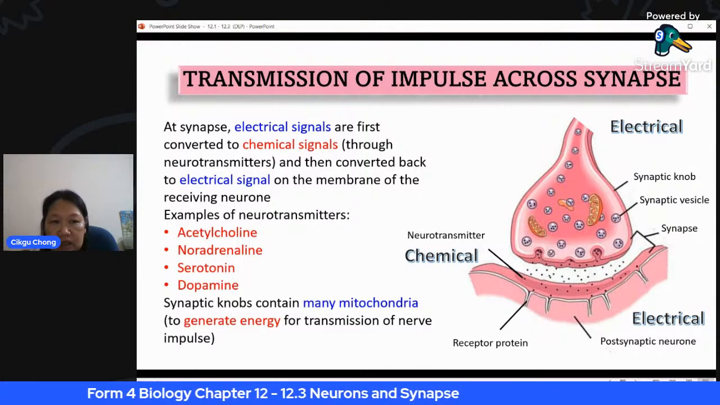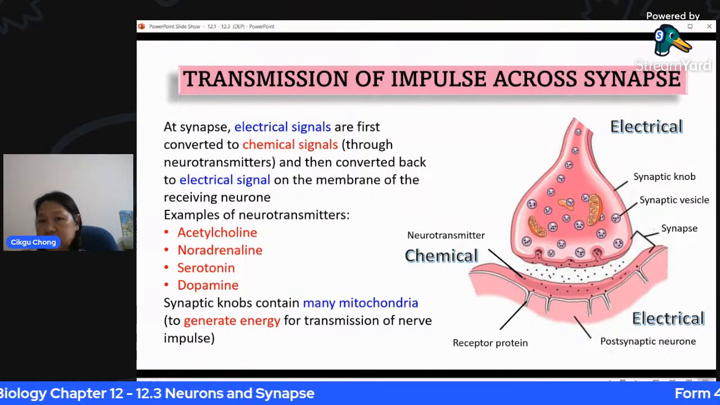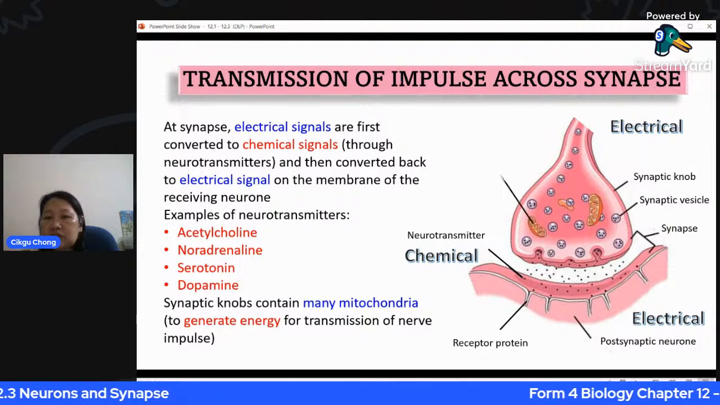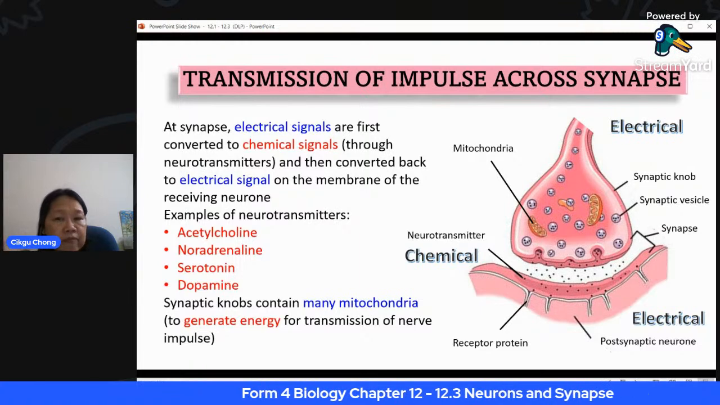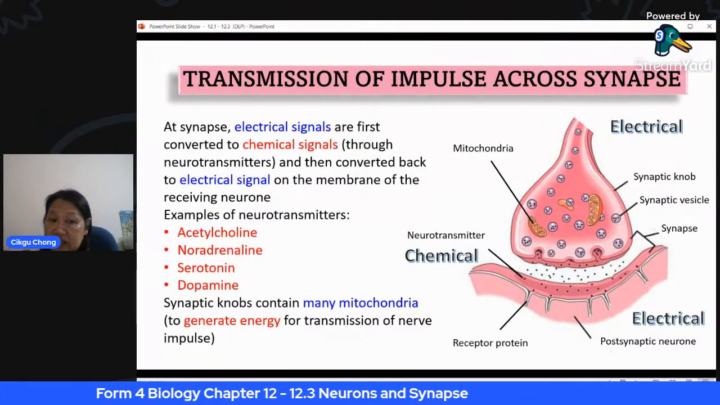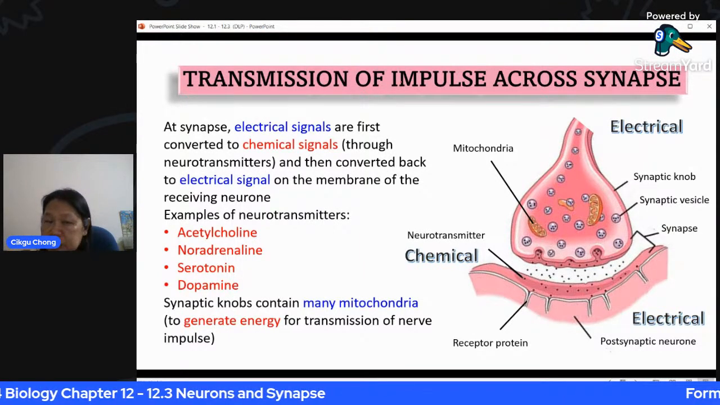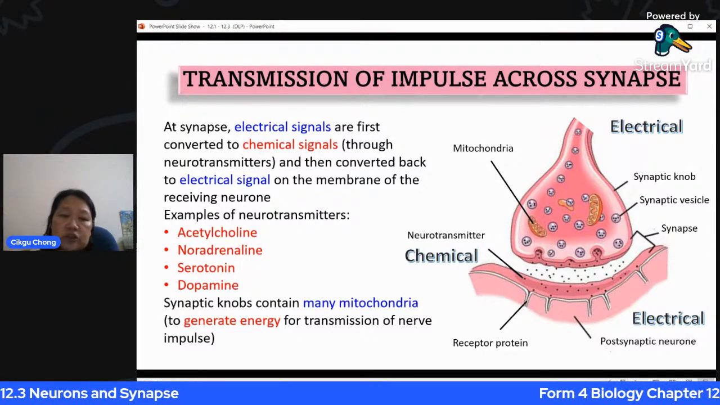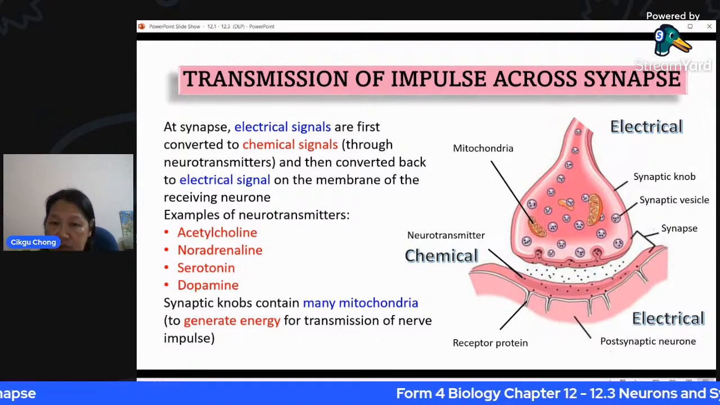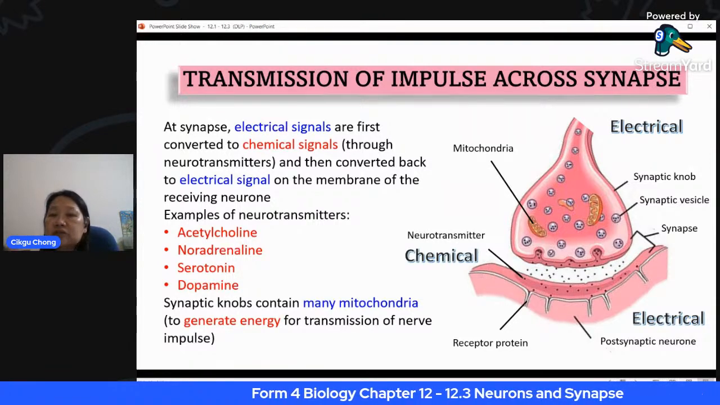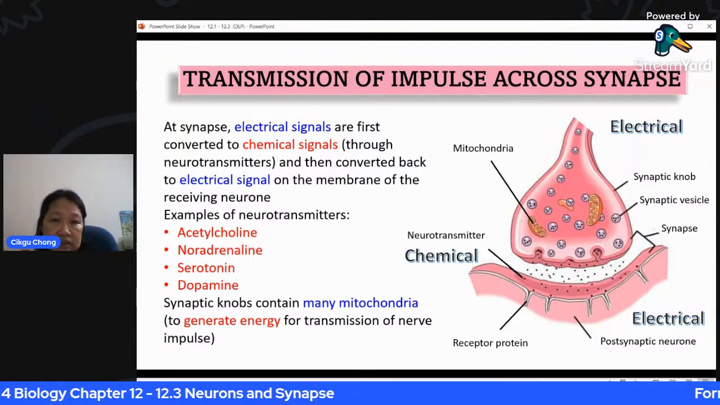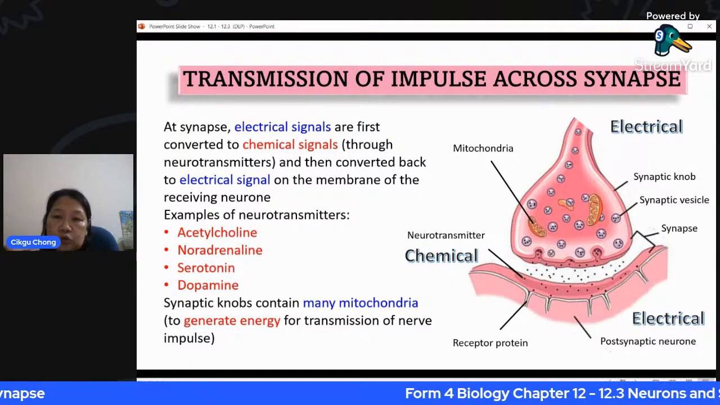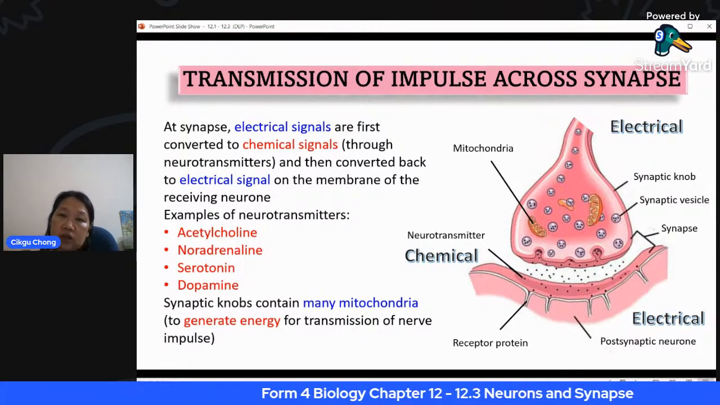Okay, and you can see one more thing here. Synaptic knobs will contain many mitochondria. You can put that in your answer as well. When you have mitochondria, you will know that this process requires energy. So the function of mitochondria, why you need so many there, is to generate energy for the transmission of nerve impulses. The synaptic vesicles have to move across, and all this requires energy. So the mitochondria help to produce enough ATP to allow the transmission to occur.